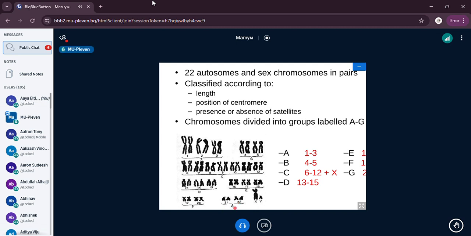which are acrocentric, and being acrocentric, they have satellites, as well as D group, large acrocentrics, they have satellites on their short arms. The X chromosome, the female sex chromosome, we can add to C group, because in size and position of centromere it resembles those in the C group, and Y is resembling G group because it's a small acrocentric chromosome.